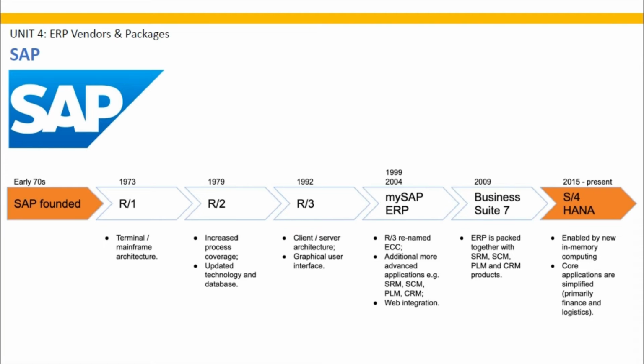Then in 2000, they launched mySAP ERP, which was more integrated with the internet. And then a lot of business suites were launched, but the game changer was S4 HANA, which was launched around 2014 and 15, and it was quite popular. S4 HANA offers the client the choice of either an on-premise or a cloud offering.